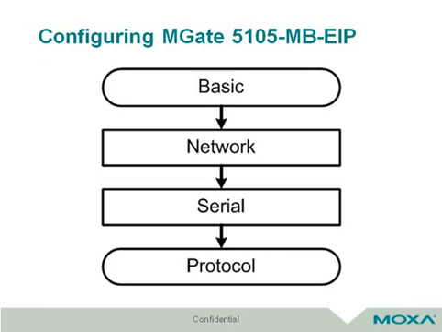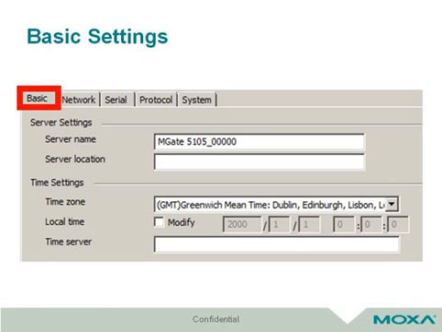When we configure MGate, we will follow these steps. We will start from basic settings, network settings, serial settings, and MB protocol settings. For the basic settings, you can configure the information of MGate, including name and location. You can also set the time for MGate 5105.